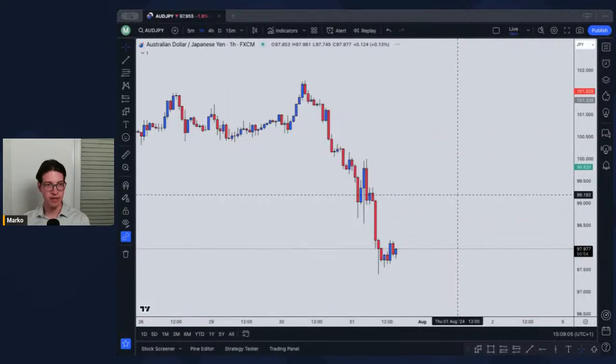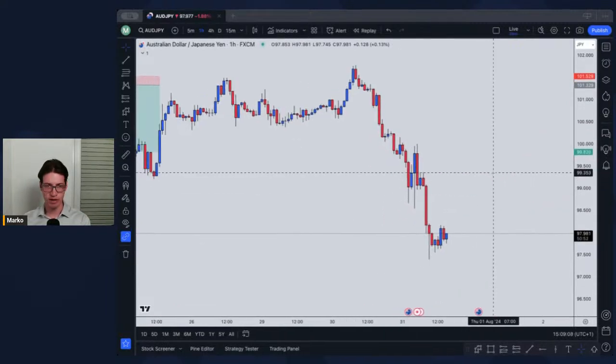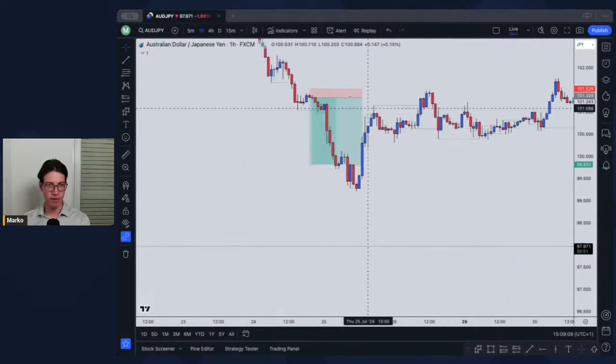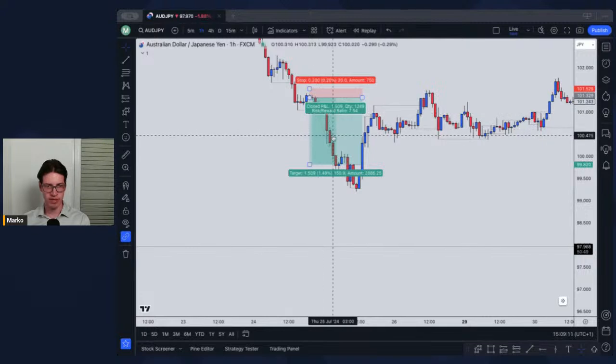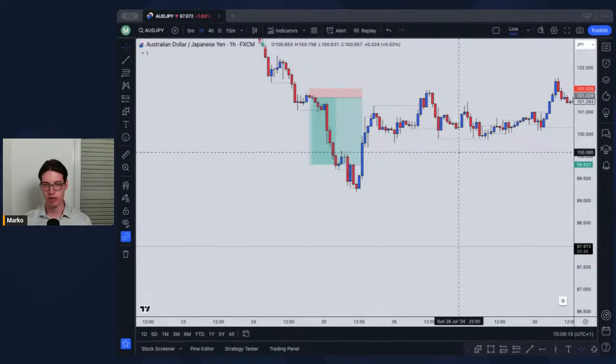Then we have the Aussie and the Japanese yen. So also took a short setup here. It was like a 7.5% winner, so a big winning trade, which was very nice to see.